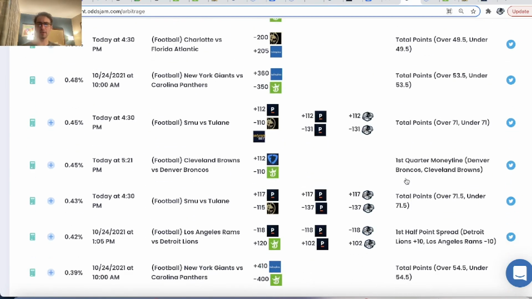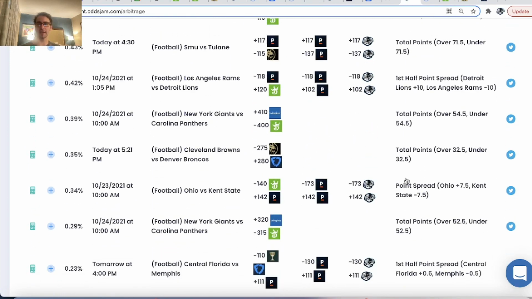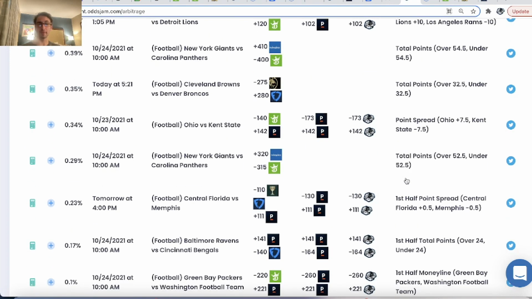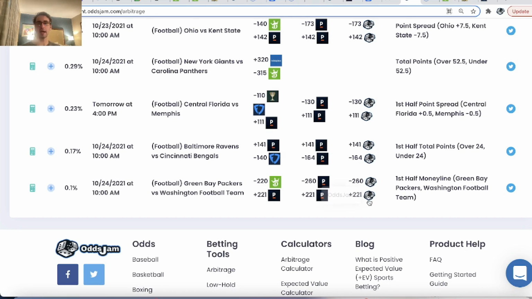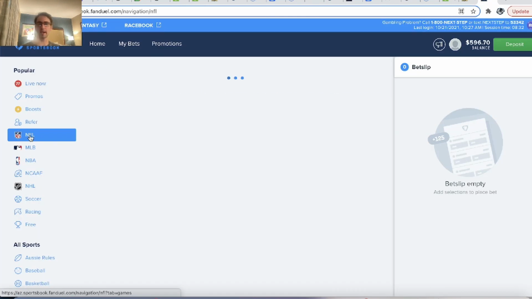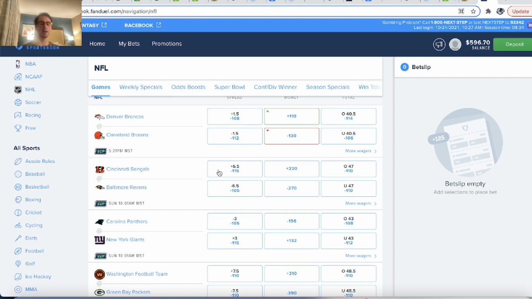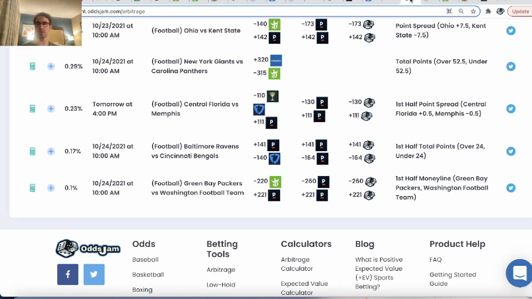We can continue scrolling, see if there's anything else we like. There's a lot of line discrepancies. Lines really start to move, especially as you get closer to the weekend for football games. Lineups are being updated. Sharp action is starting to come in offshore. And you'll see some pretty big line movements, which is pretty exciting as a sports bettor. So we see in the Ravens versus Bengals game, another arb, this time between FanDuel and Pinnacle, right?